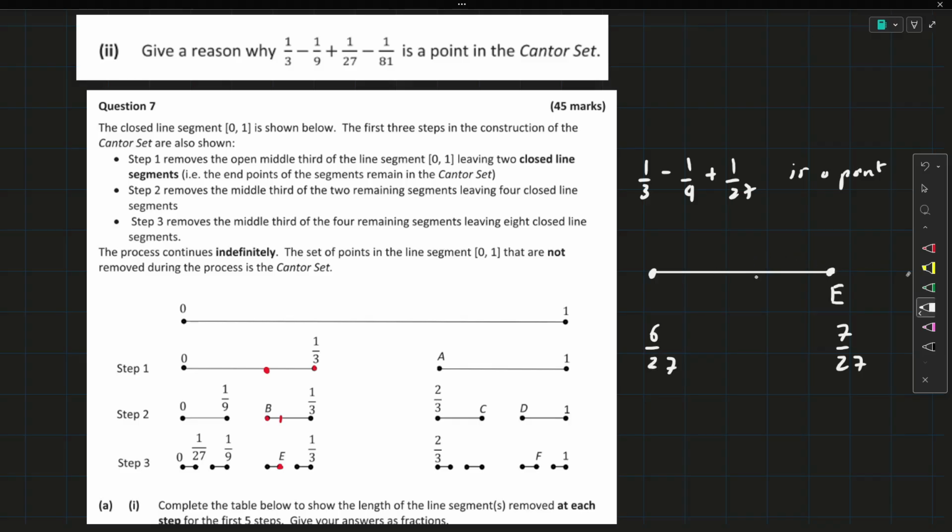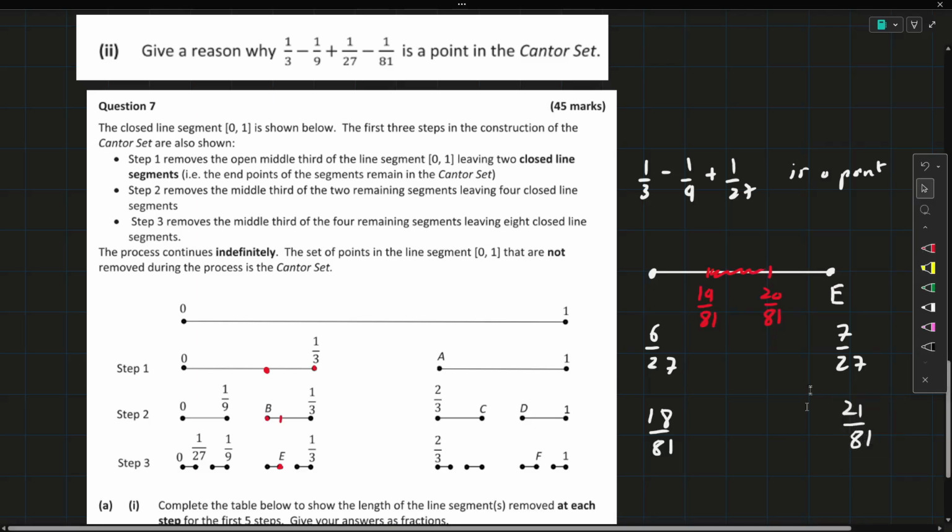And we need to split this up into thirds, right? So if we're splitting it into thirds, it helps to think of these as 81sts. So instead of writing 6/27, you can write that as 18/81sts. And same over here, multiply by 3. So it's 21/81sts. So then we're removing this part in the middle. So now the endpoints are here. This is going to be 19 out of 81. This is going to be 20 out of 81. And that makes sense because this is 21 out of 81.